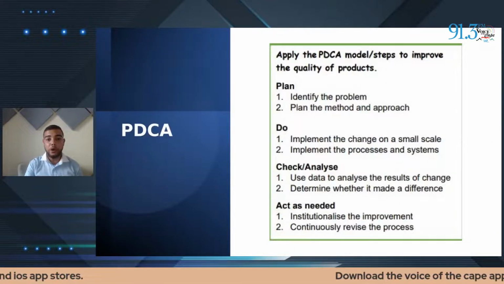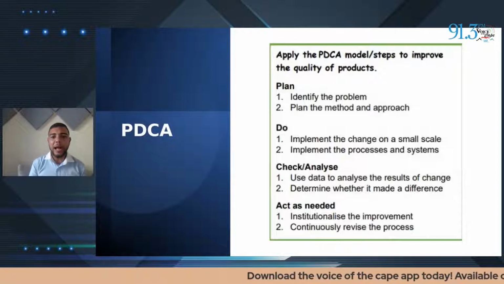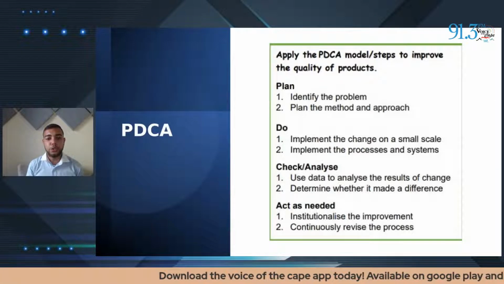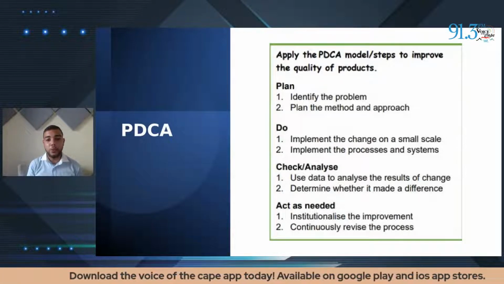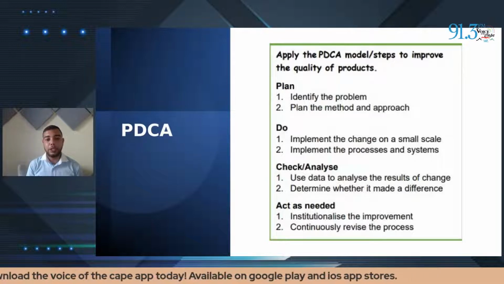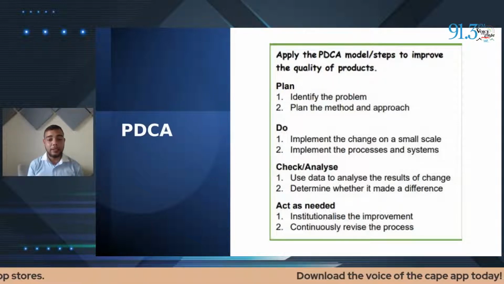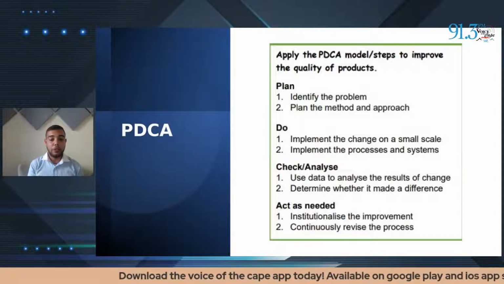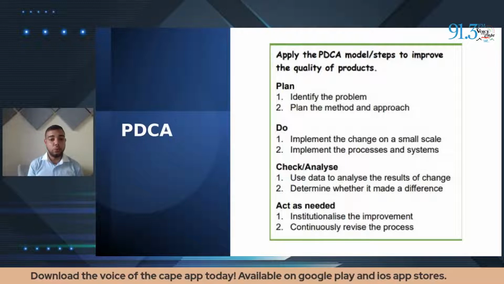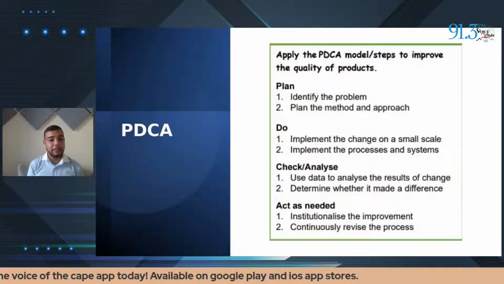We now move over. So, how do we apply the PDCA model? You should know what PDCA means because they will ask you in the examination. They'll ask you, please let us know what PDCA is. You then answer. It is for 4 marks, 1 mark for each answer. It would be plan, do, check, and act.